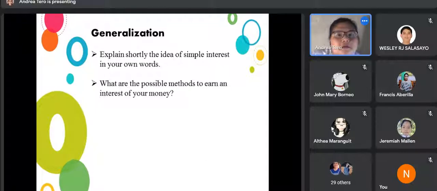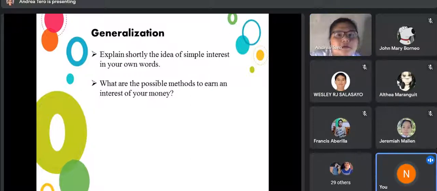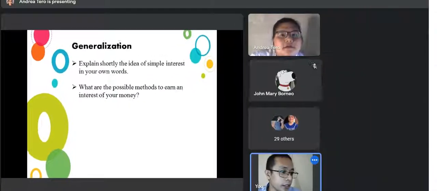Any other? Marami na disconnect si ma'am. Okay, so one thing that you can do to have an interest with your money class is lending. Napalending ka, pautang ka with a certain interest. That's okay. Then also, mentioned by Kevin here, you can invest your money.